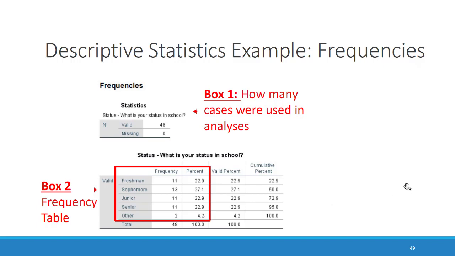Now, why did we use frequencies and percentages for our status variable? The answer to that is it's a categorical variable. So remember, with categorical or nominal variables, we use frequencies and percentages.